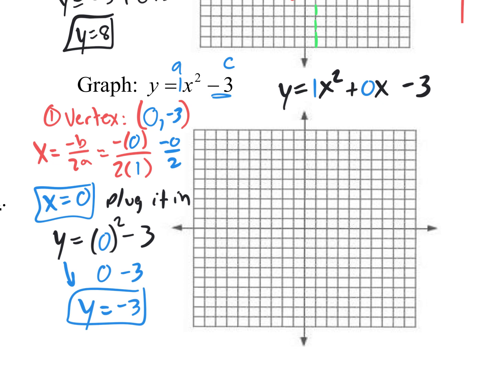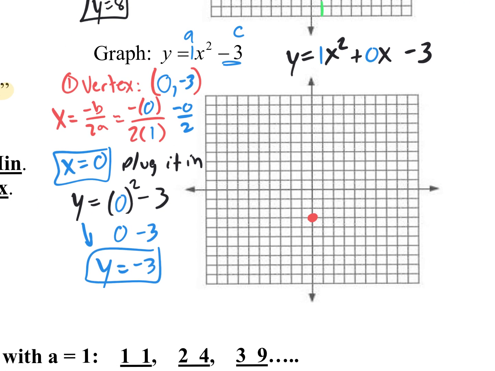Okay, so that's the most important point of any parabola, the vertex. Let's graph that vertex: 0 on the x, -3 on the y. It is right here. Now, the very next thing that we should always do is find the axis of symmetry. The second thing would be the axis of symmetry. That's the big line, right? That's the vertical line passing right through that vertex.